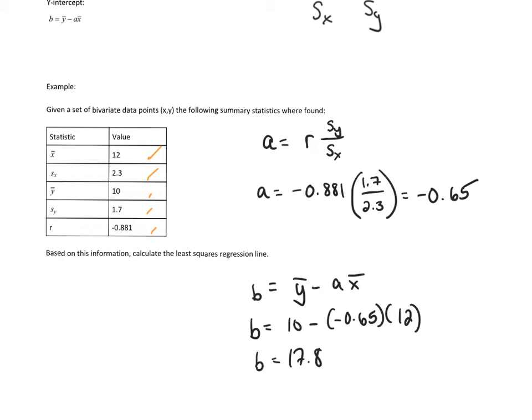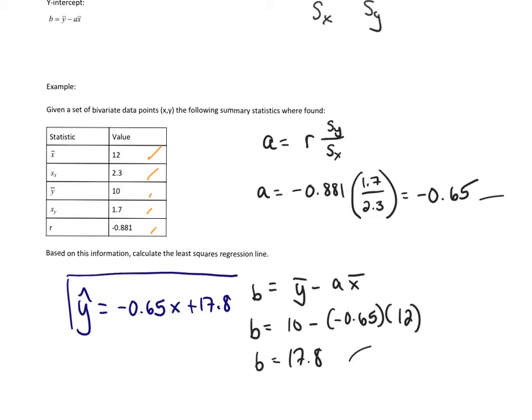Now, this is not my regression line. This is my slope and this is my intercept, but I still have to make sure I write the final answer. y hat equals negative 0.65x plus 17.8. And so now if I have an x, I can find the predicted average response value for that variable.